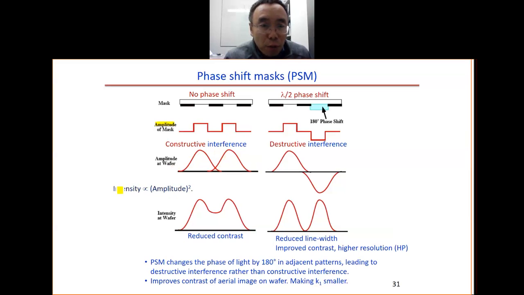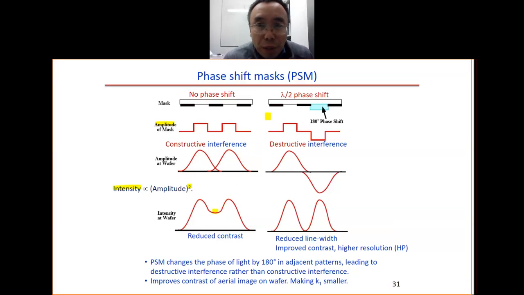Then, if we want to know about the intensity, which is the square of the amplitude, we get this light profile. So you can see it's not very good, because for this part, we wanted it to be no light. But because of the constructive interference, we got light at this gap.